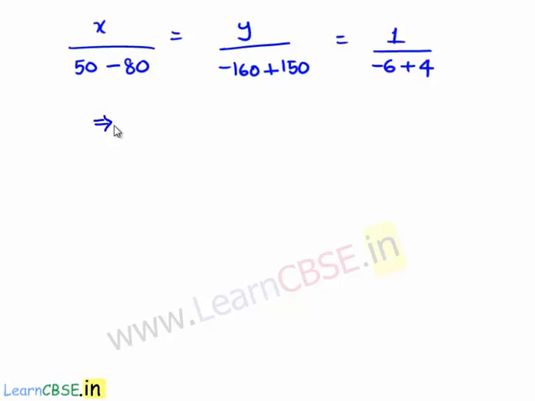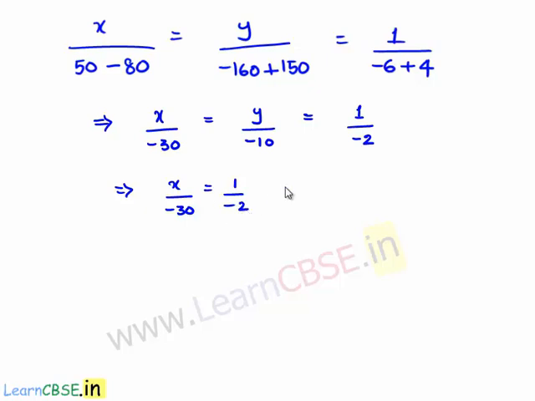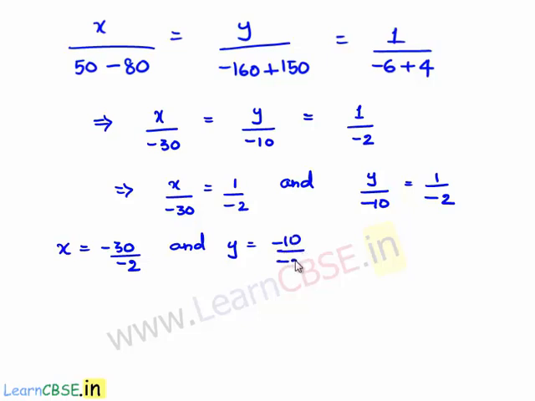This implies x divided by minus 30 is equal to y divided by minus 10 is equal to 1 divided by minus 2. We can write x divided by minus 30 is equal to 1 divided by minus 2 and y divided by minus 10 is equal to 1 divided by minus 2. That is, x is equal to minus 30 divided by minus 2 and y is equal to minus 10 divided by minus 2. Therefore, we will be getting x is equal to 15 and y is equal to 5.